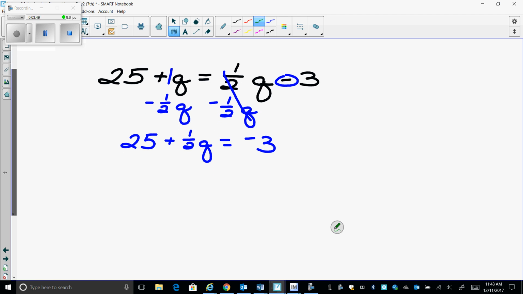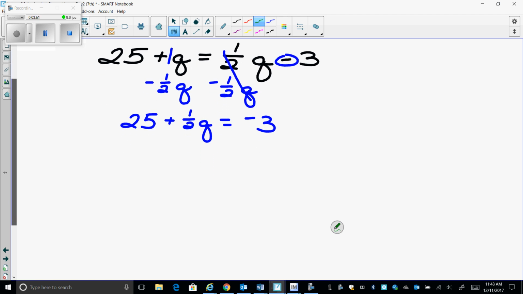From here, we need to get the 1/2 q by itself. So I need to move the constant that's on the same side, which is 25. There's no sign in front of 25, so that's understood to be positive. So we are going to do the opposite. We are going to subtract or make that negative 25. Those will cancel. Whatever I do to one side, I have to do to the other.